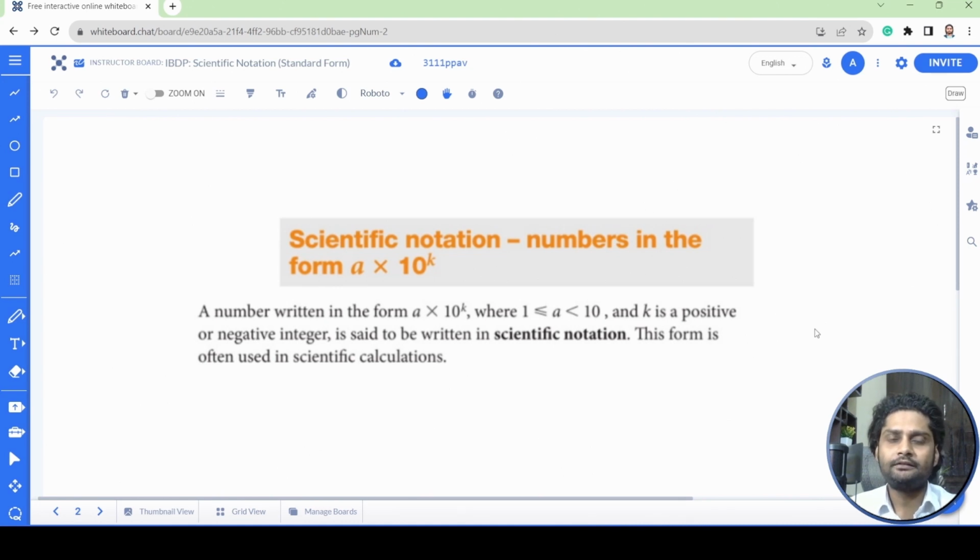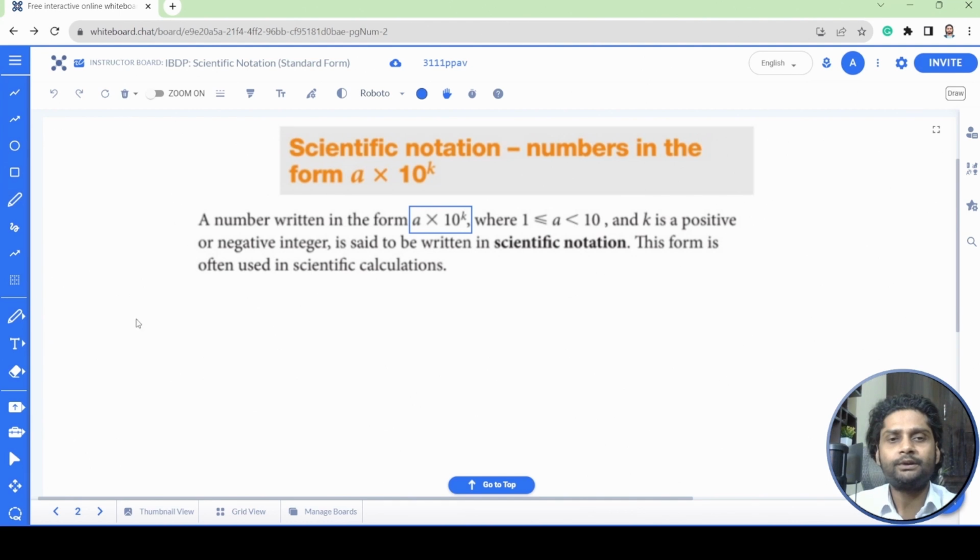Students, why do we need this method? Sometimes we have to deal with extremely big or small numbers. They may have a lot of digits. So to make it compact, we have to follow a specific format, which is a times 10 raised to the power of k. This is the format in which we have to represent any number in scientific notation.